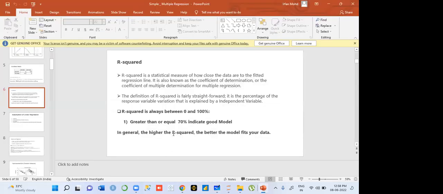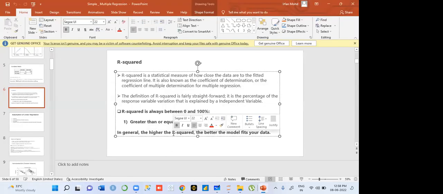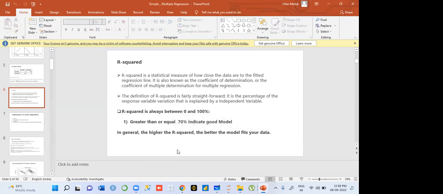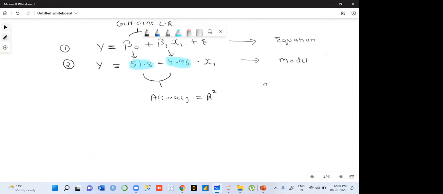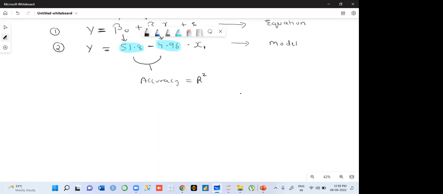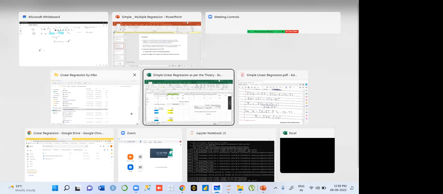Now, the higher the R square, the better the model fits your data. So we need an R square value of more than 70 always. If it is less than 70, we call it a bad model. Clear? Now this number is used to check the performance. So let's compute R square now. Okay. R square formula. Let me write it, guys.